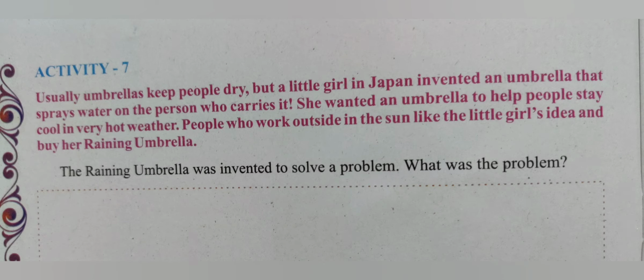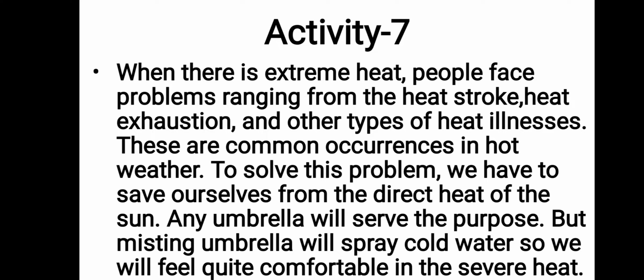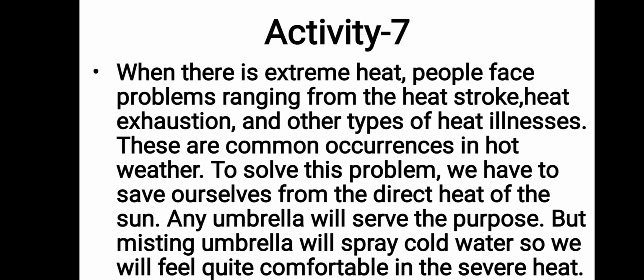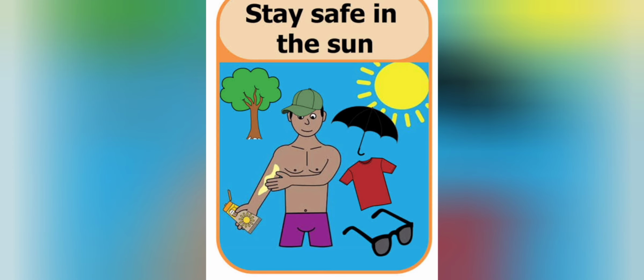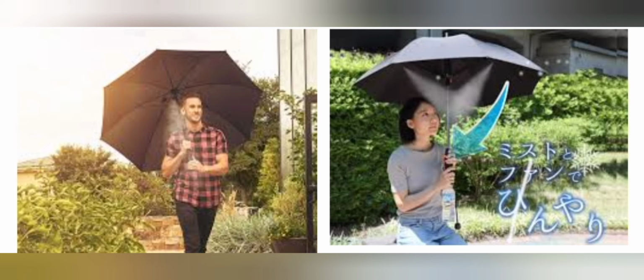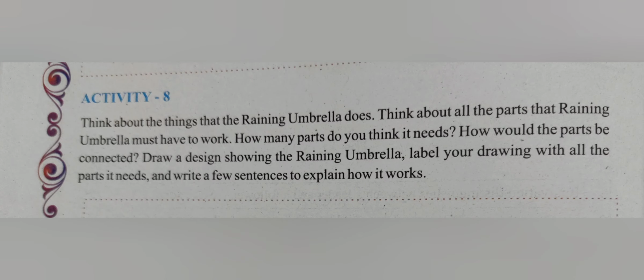What was the problem? When there is extreme heat, people face problems ranging from heat stroke and heat exhaustion to other types of heat illnesses. These are common occurrences in hot weather. To solve this problem, we have to save ourselves from the direct heat of the sun. Any umbrella will serve this purpose, but the misting umbrella will spray cold water so you will feel quite comfortable in the severe heat.